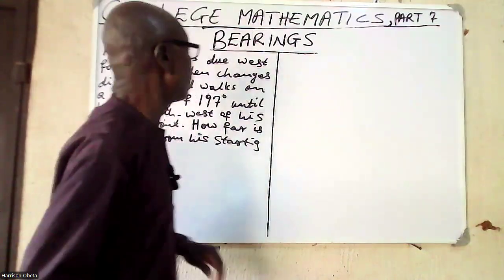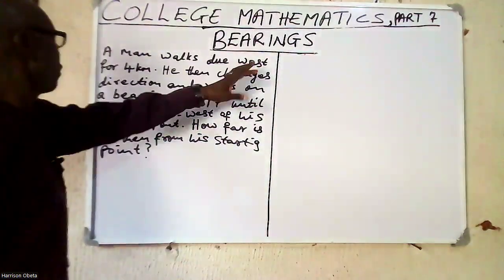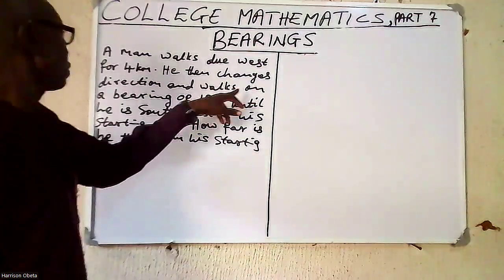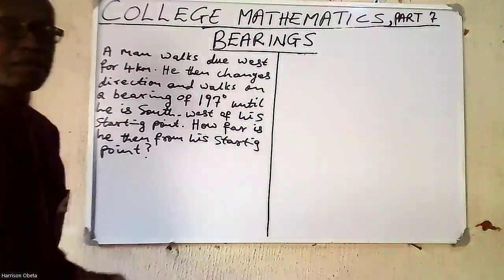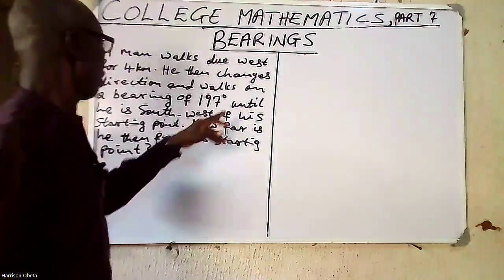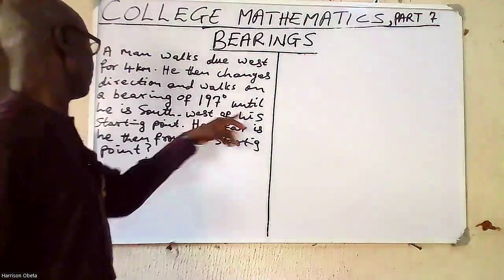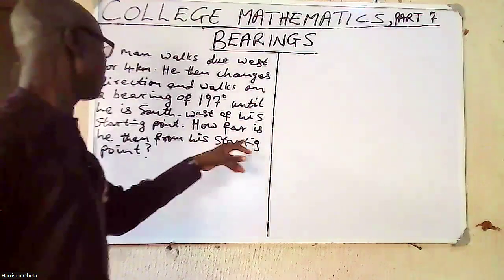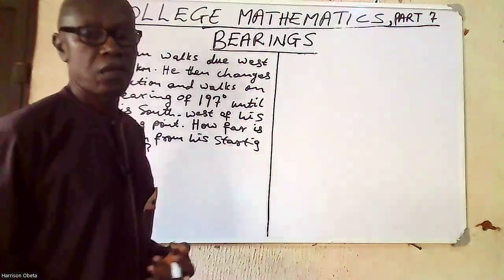We have a question on the board. A man walks due west for 4 kilometers. He then changes direction and walks on a bearing of 197 degrees until he is southwest of his starting point. How far is he then from his starting point?